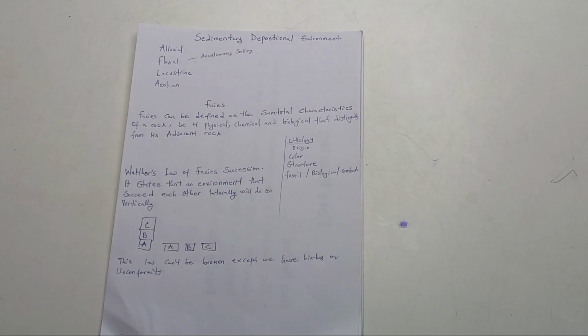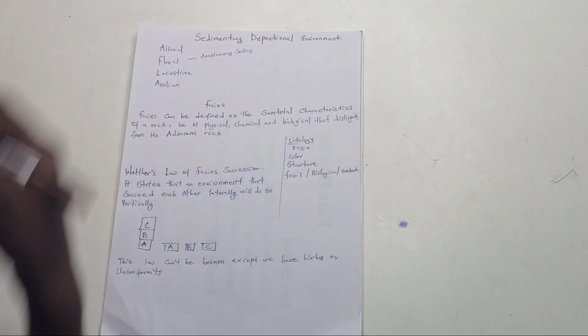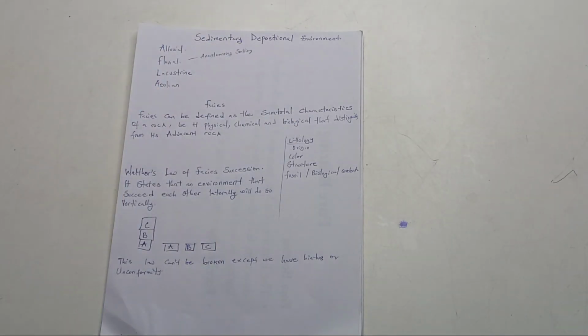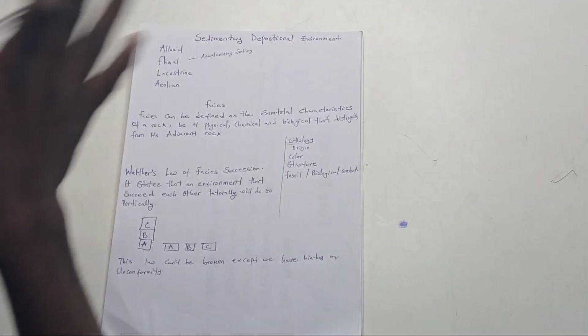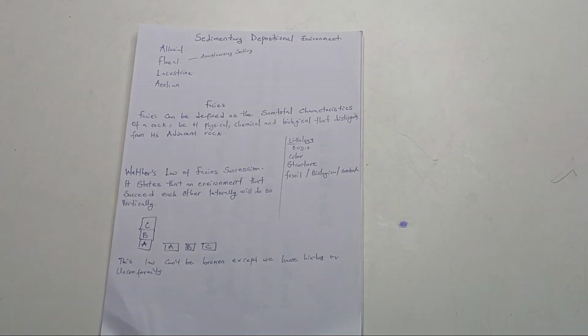We're starting a new series on sedimentary depositional environments. The topics we're going to cover are alluvial, fluvial, lacustrine, and aeolian. So these are more of the continental and into the transitional part, but basically more of the continental sedimentary depositional environment section.